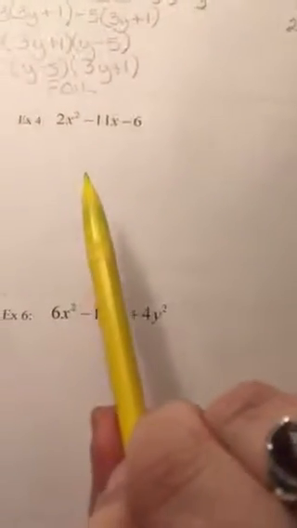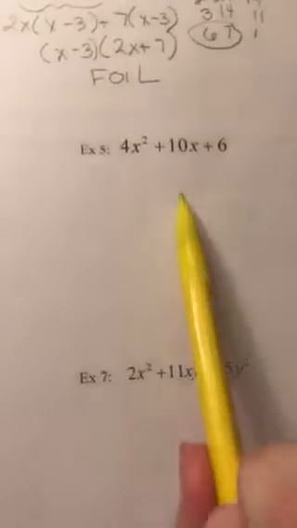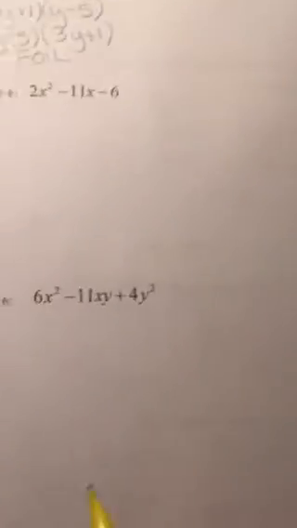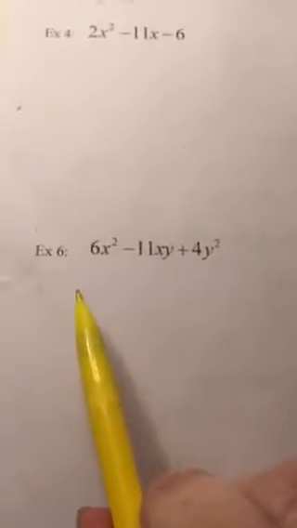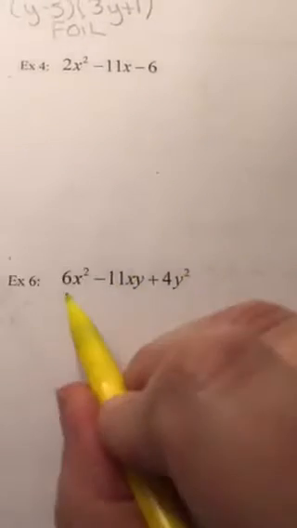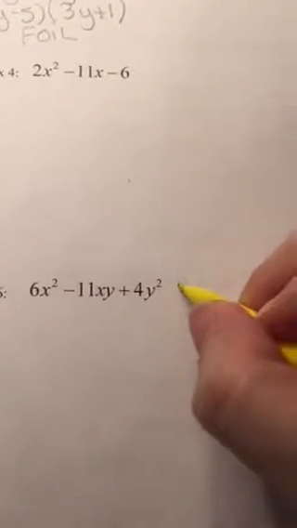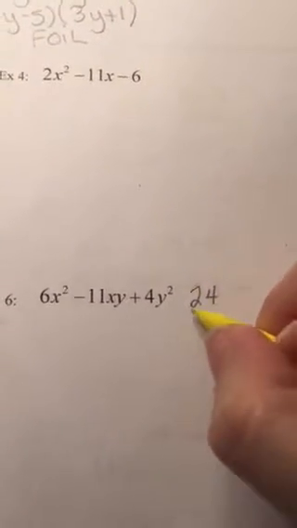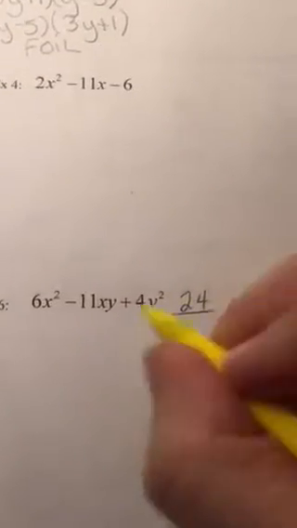Okay, so I'm going to have you guys check example 4 and example 5 on the note sheet so you can practice those. I'm going to do example 6 and 7 with you. So 6 times 4, I'm going to get a 24. Don't worry about those extra variables, we'll deal with them.